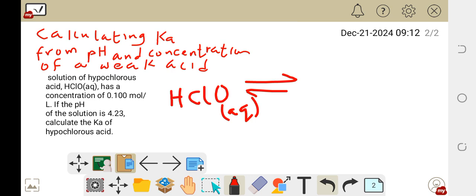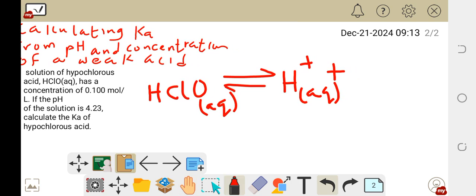So we have hydrogen ion plus its conjugate base, the hypochlorite ion.